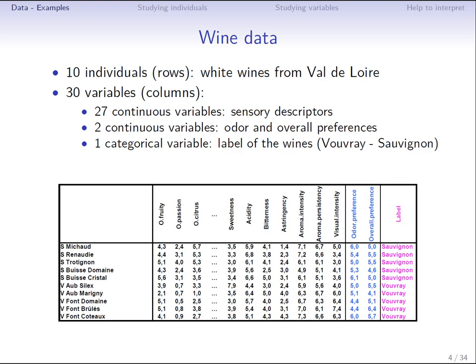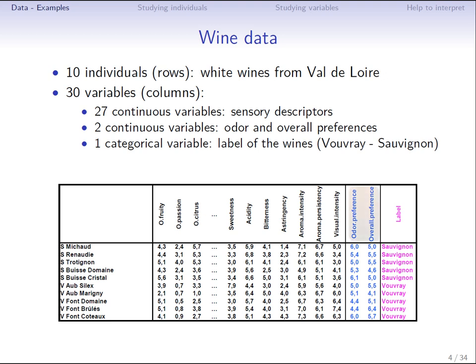Then I will take an example to illustrate this course. So in rows, we have 10 wines, and in columns, 27 quantitative variables that are sensory attributes such as sweetness, bitterness, odor, fruity, and so on. The values in the data table correspond to the average of the scores given by several judges for a same wine and a same descriptor. So for example, the wine S. Michaud has a mean score of 4.3 for the odor fruity. It is the average on all the judges. And so it is the same for all the wines and all the attributes.